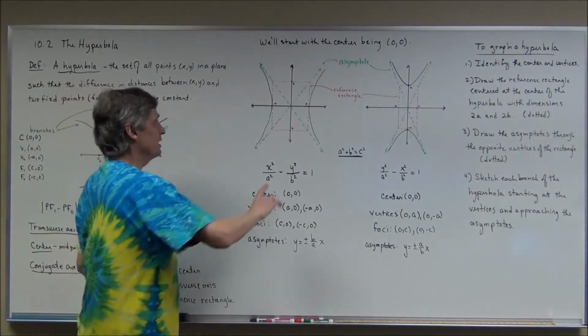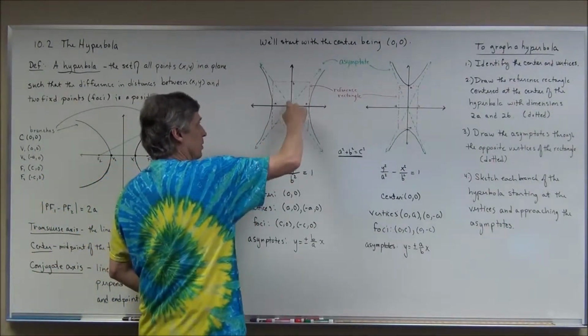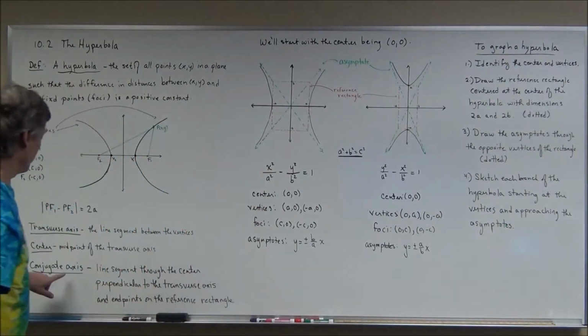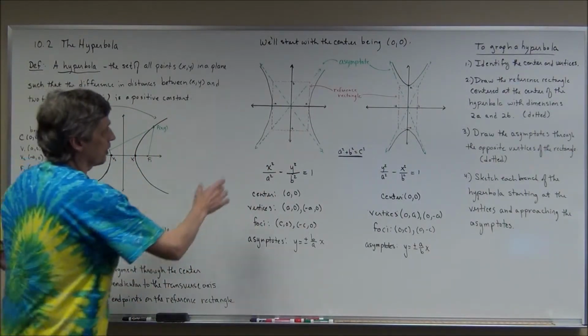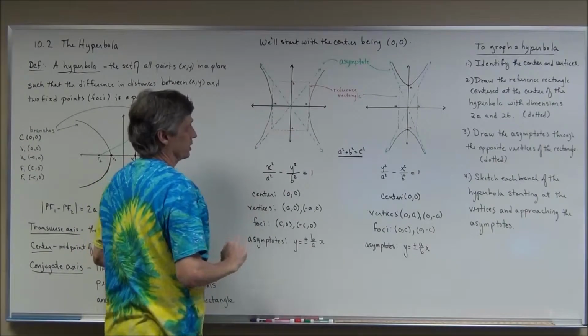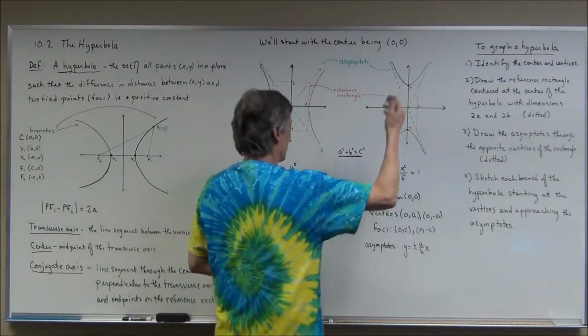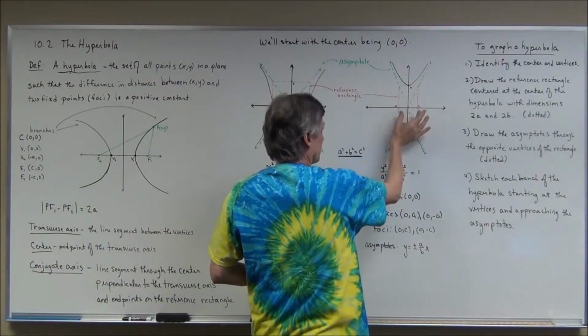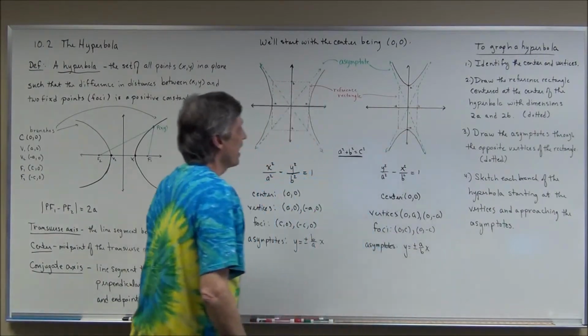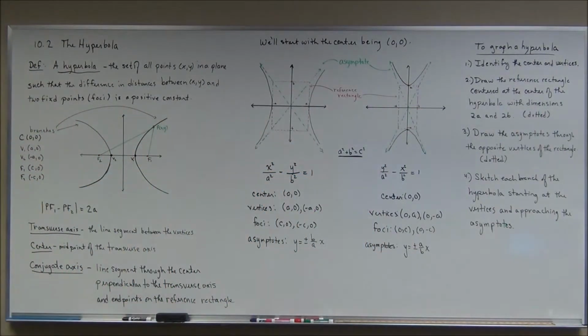All right, this guy right here that goes vertical, that's what I was talking about over here with the conjugate axis. This is the transverse axis, this is the conjugate axis, the line segment. Over here, it's just kind of the opposite. This is the transverse axis, and this little guy right here, that would be your conjugate axis.